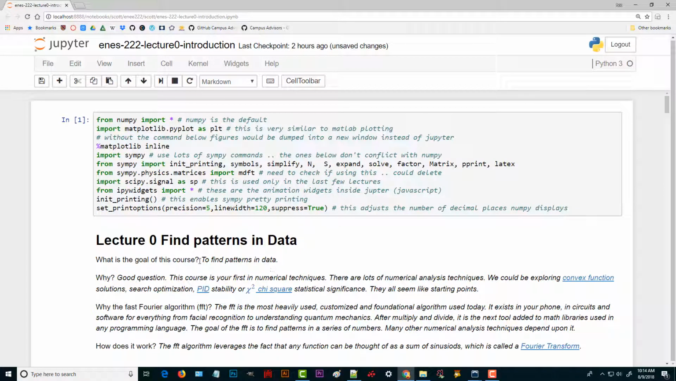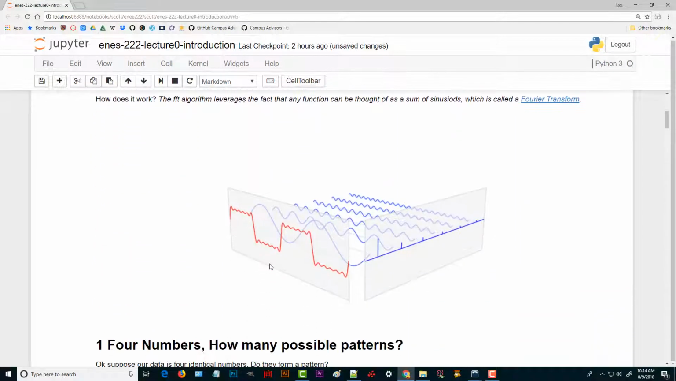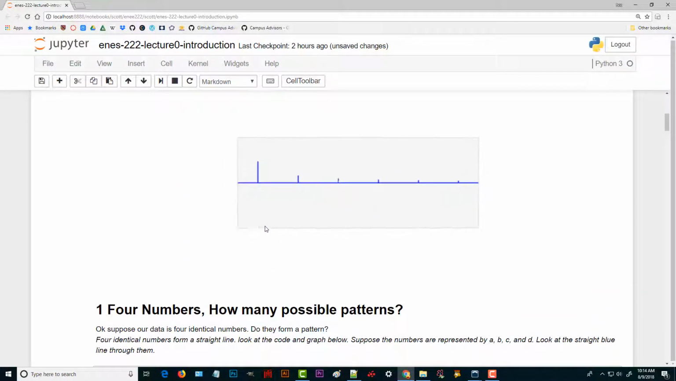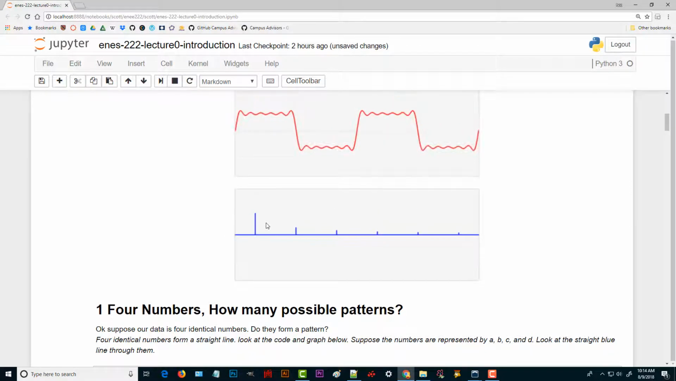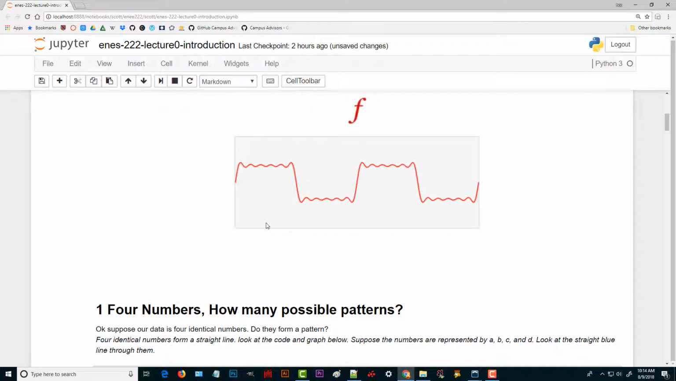What's the goal of this course? To find patterns in the data. It's based upon the Fourier transform. We're going to be looking at an algorithm called the fast Fourier transform. So we're going to be writing Python code using C++ or Fortran code. It's already been written. And then we're going to be perhaps designing circuits using this algorithm.